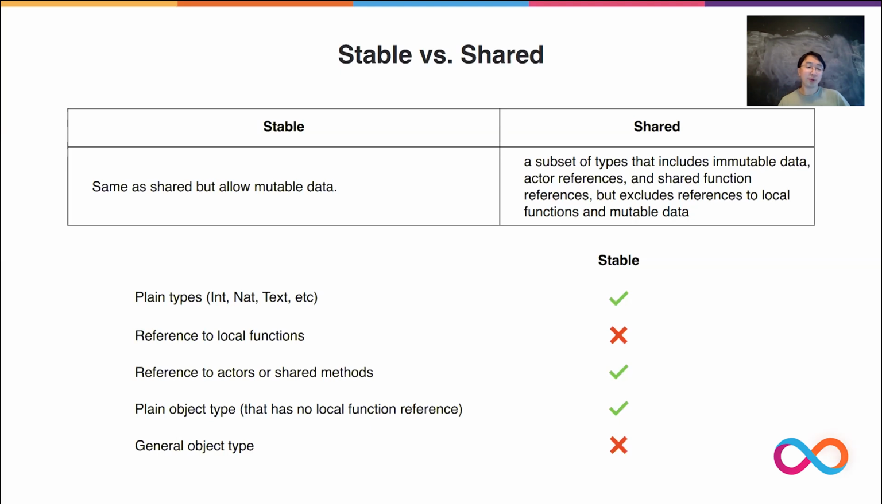There are ways to work around that, and it's not difficult. You can always save your buffer as an array in your pre-upgrade system function, and load the buffer from that array when your canister initializes. Basically, the more general object types are not supported as stable variables.